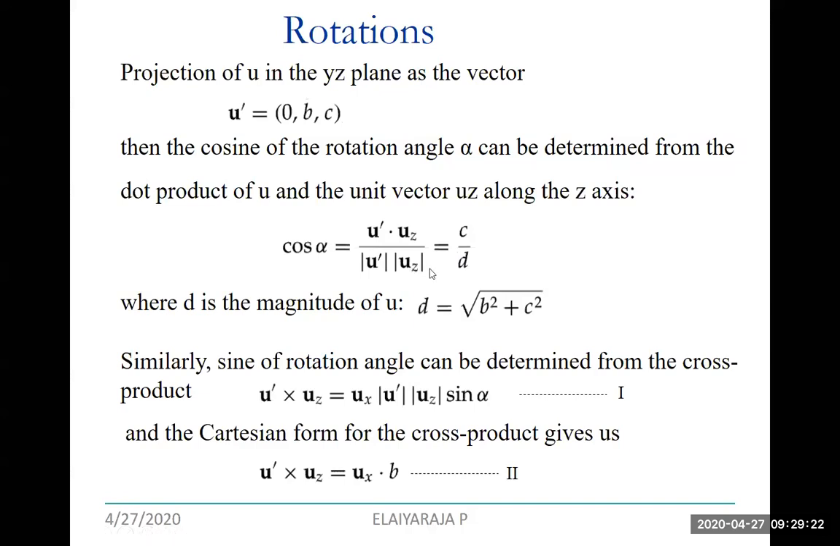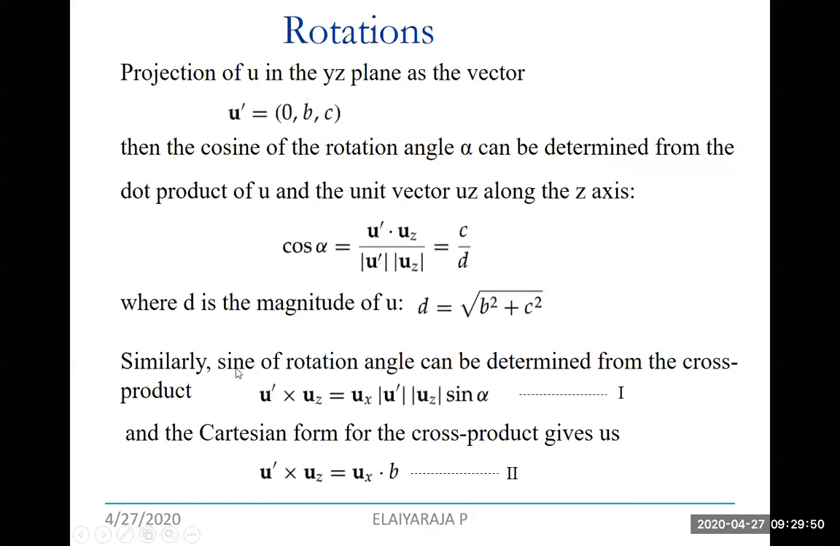So you will get the value d, where d is the square root of b square plus c square. So here you will get the value c by root of b square plus c square, where d is the magnitude of u, d equal to root of b square plus c square.